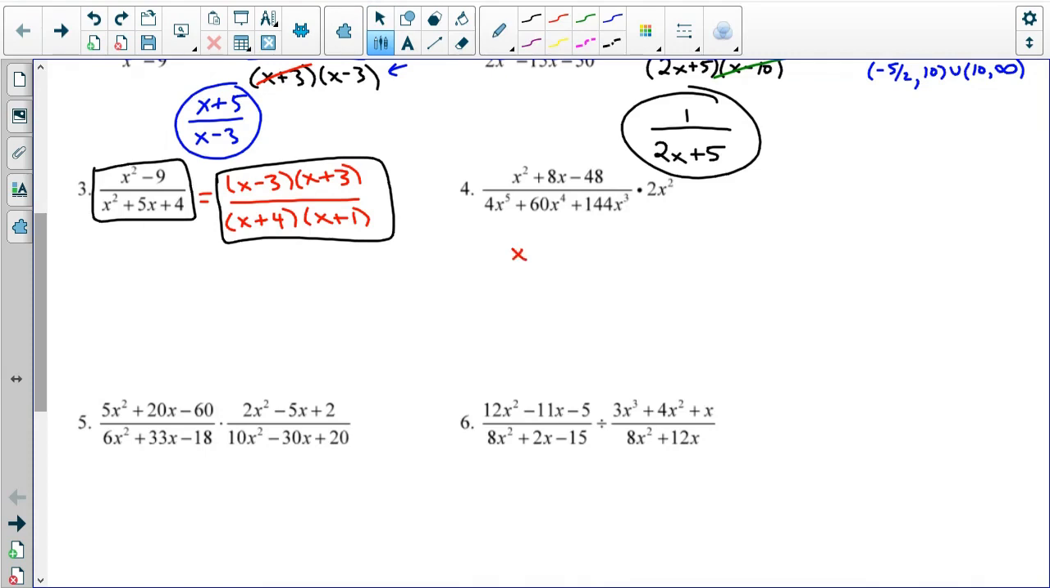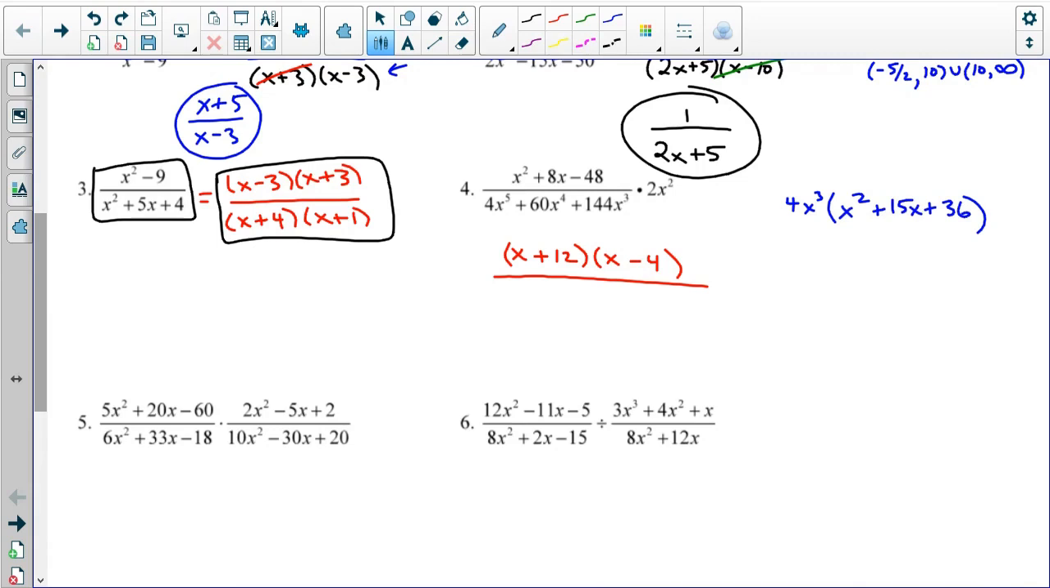So if I factor the numerator, that ends up being x plus 12 times x minus 4. The denominator, the first thing I'm going to do is look for the greatest common factor, and I'm going to write that on the side because it's hard to do multiple things at once. So 4x cubed is the greatest common factor. So I end up with x squared plus 15x plus 36.